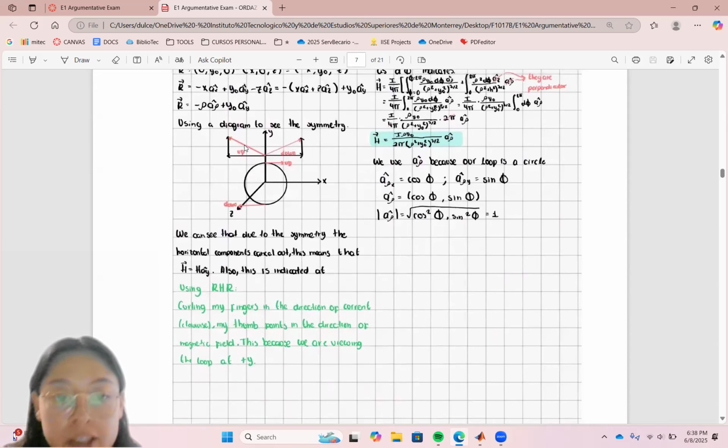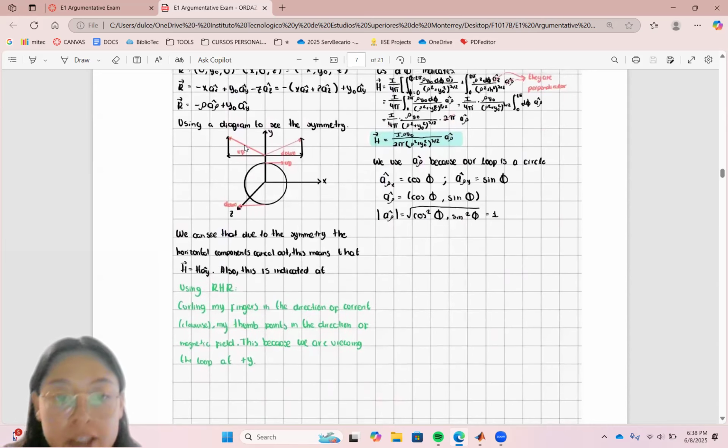my thumb points in the direction of the magnetic field, and this is because we are viewing the loop from the positive y. Then I make my cross product for a negative rho, which is here, and y0. And note I'm putting y0 and the unit vector z because this is the height and not the coordinate. Also, I have to remember that z talks about the height of the observation point and not exactly about the z coordinate because we are in cylindrical coordinates.